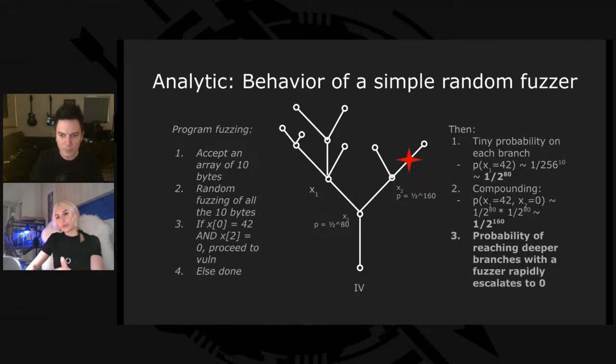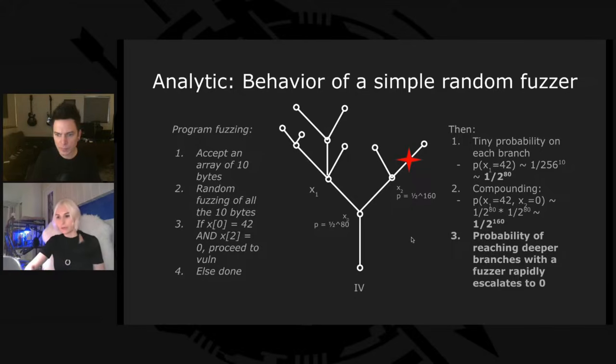Now I want to apply this and take a look at how these numbers actually look for specific situations, specific fuzzers. Here I look at a simple random fuzzer, but I take a more realistic situation where a fuzzer will fuzz some large array of values. Imagine you have 10 bytes and your fuzzer is just fuzzing all this huge array.